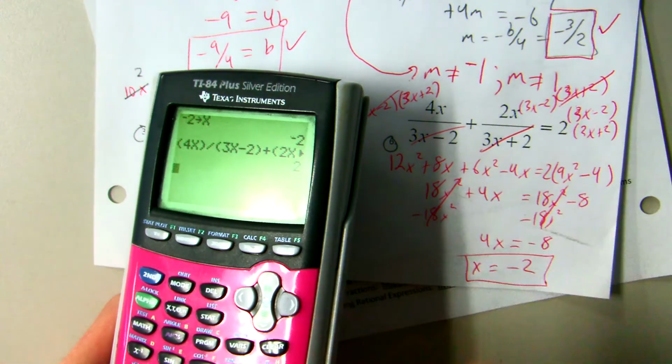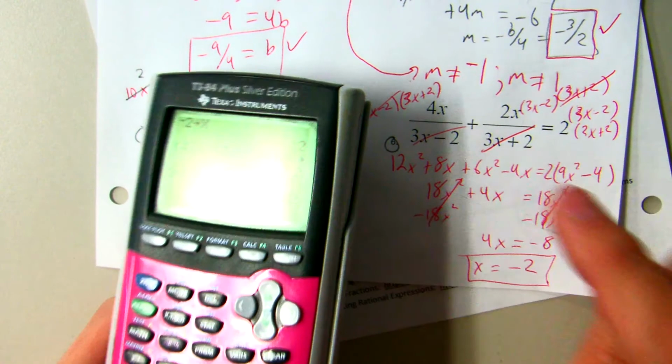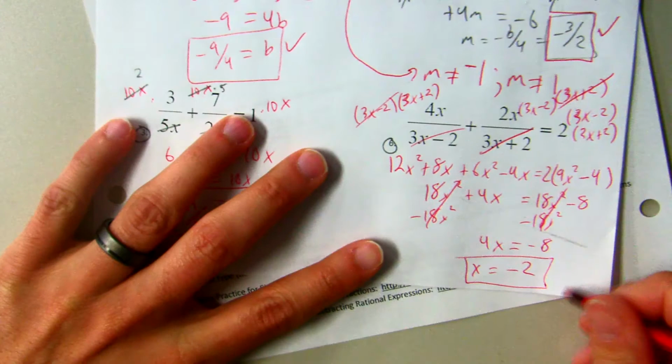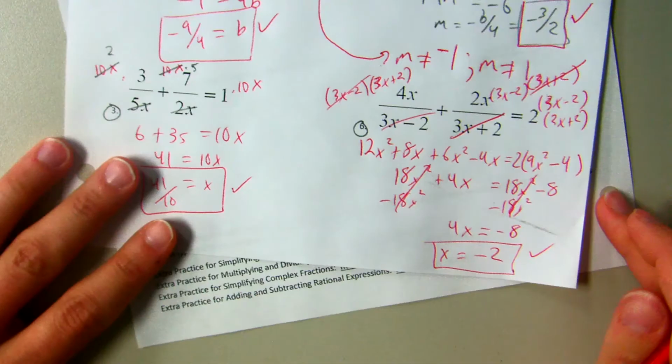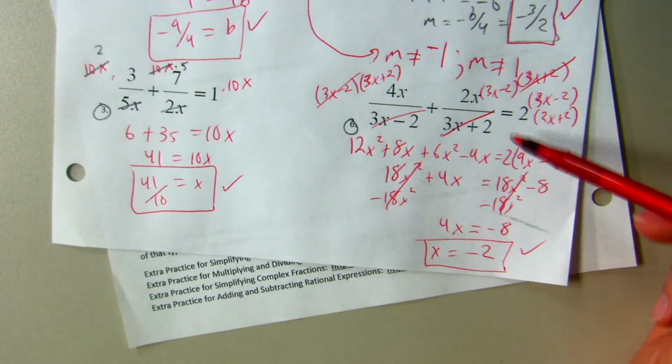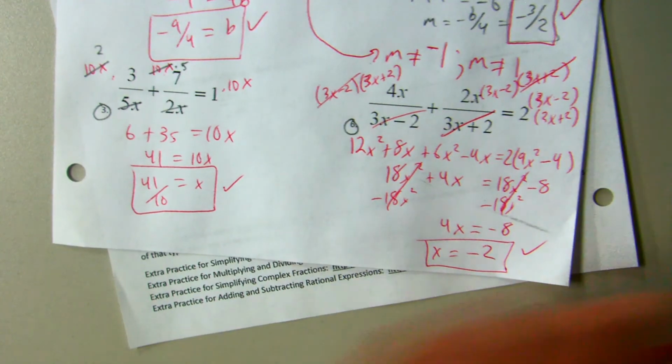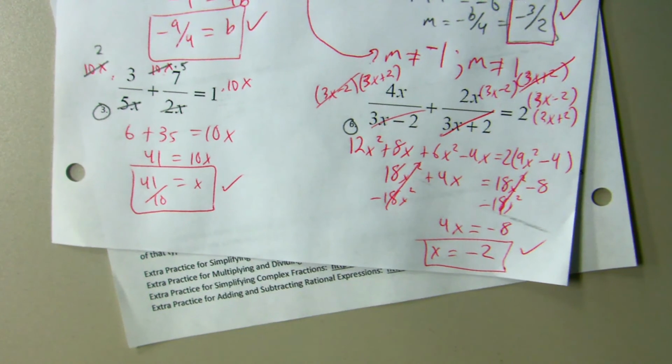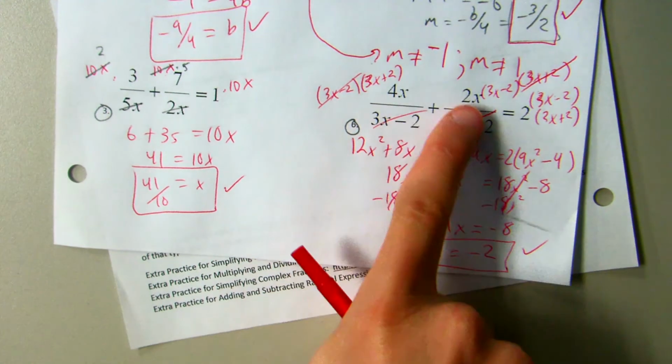Here's the left side, the right side is 2, left side equals right side. Store it just fine in the calculator. If you need help with the store function, please let me know sometime today, because that makes it a lot easier than trying to type in negative 2 in all those places.